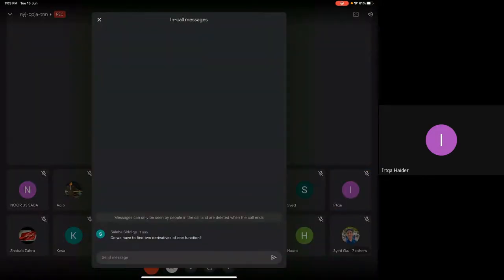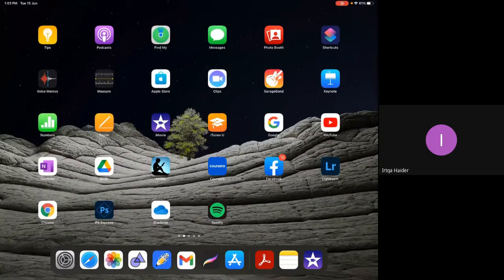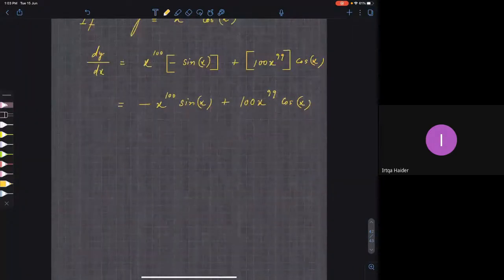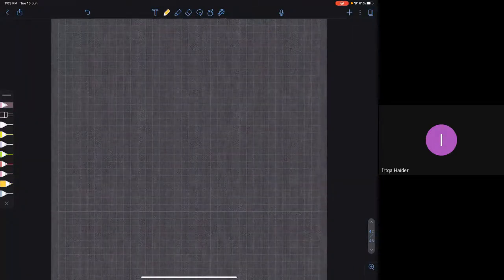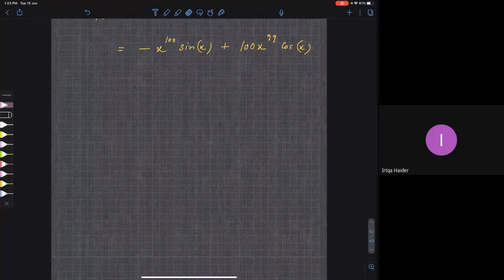Do we have to find two derivatives of one function? No, see here we have a function as a product of two functions. One function is a product of two functions. I'll just give you one more example. So our function is a product of two functions.